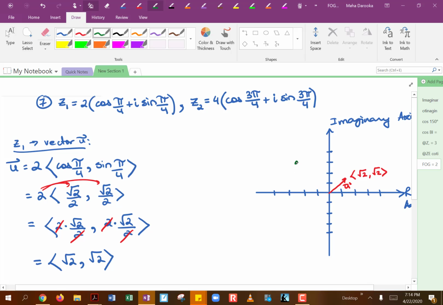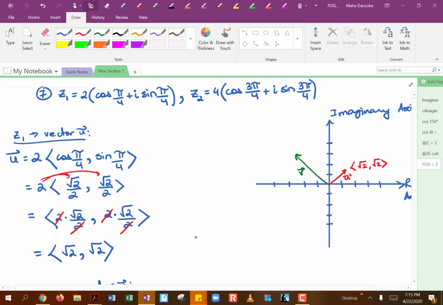This will be a vector somewhere over here. And I think I have it placed a little incorrectly, so this here is going to be our vector v, okay? Now we want to see where the product of these two vectors is going to end up. So let's look at the magnitude for each of these vectors u and v.